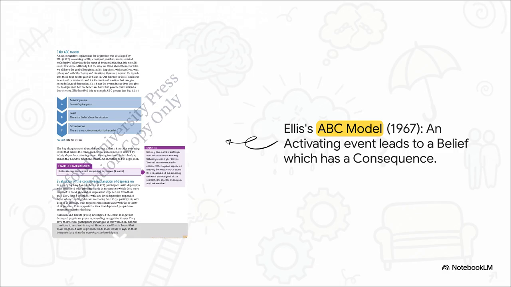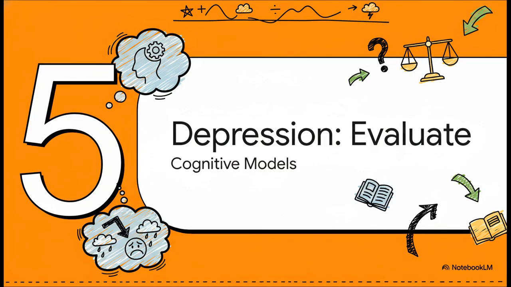A rational belief might be, oh, well, I didn't study enough, I'll try harder next time. But an irrational belief, like I'm a total failure and I'm going to fail at everything, that's what leads to the depressive consequence. So we have these two really influential cognitive models from Beck and Ellis. But the big question is, how well do they actually explain depression? It's time to turn to that crucial AO3 evaluation.